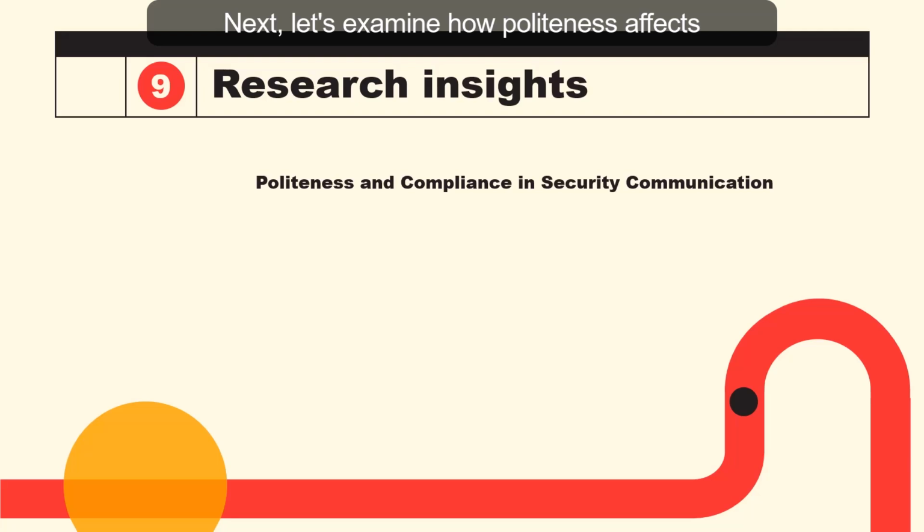Next, let's examine how politeness affects compliance in high-risk cases, such as security communication. In House and Giordano's Politeness and Security Directives, Insights in Browser Compliance for the Human Element, they explored how politeness and security messaging affects users' intentions to comply with security directives.